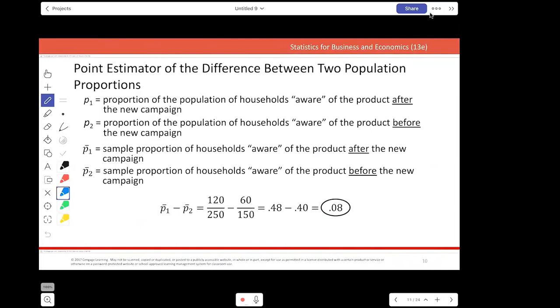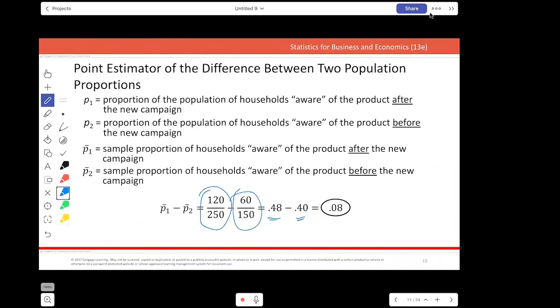Our brain would tell us P1, the first value, is for before the campaign, second value is for after the campaign. But once you get your head around that, then you'll understand what they're doing. So you could see here that after the campaign, 120 out of 250. Before the campaign, 60 out of 150. So basically, after the campaign, the sample proportion was 48% and 40% before. So therefore, there is a sample difference of 8%.